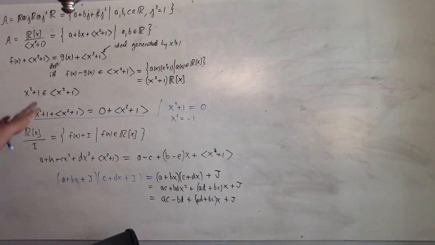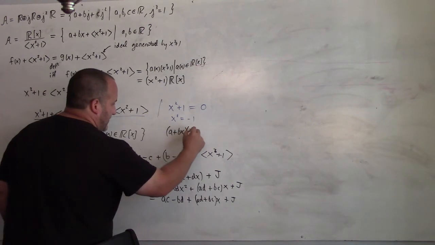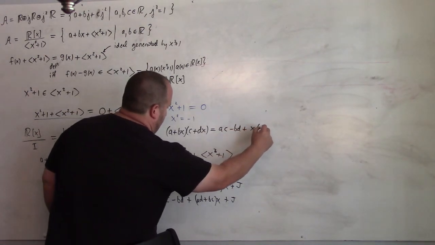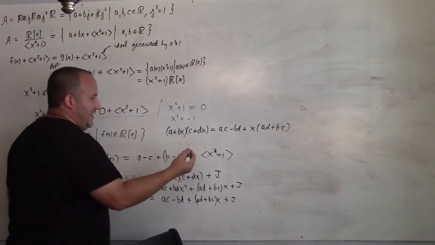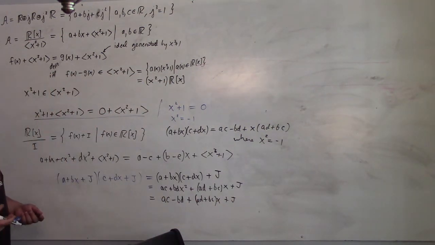In other words, drop the J, think of it formally, and what you have is your generator. A plus BX plus the generator, times C plus DX equals AC minus BD plus X times AD plus BC, where X squared is minus 1, right? What is this product? This is exactly the complex numbers. So complex numbers can be formed by real polynomials mod the ideal generated by X squared plus 1. This is a way of constructing the complex numbers as a quotient of a polynomial ring.